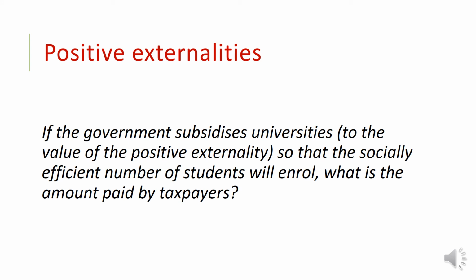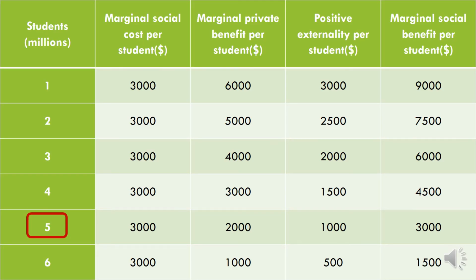If the government subsidises universities to the value of the positive externality, as I just mentioned, so that the socially efficient number of students will enrol, socially efficient here meaning the allocatively efficient number of students, what is the amount paid by taxpayers for this? Well, we're going to be enrolling 5 million students. Now there's a positive externality of 1,000. So the subsidy that's going to be paid is going to be equal to the positive externality.